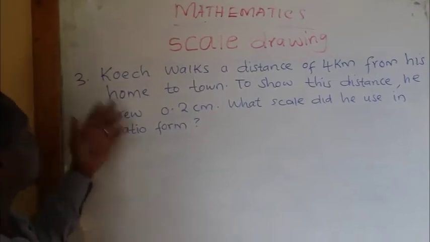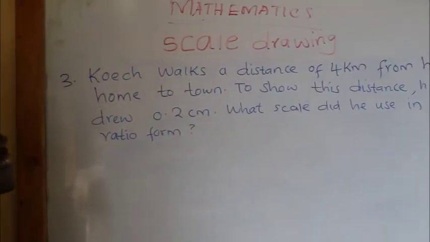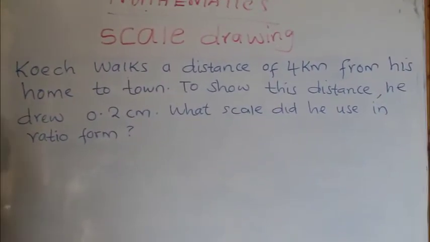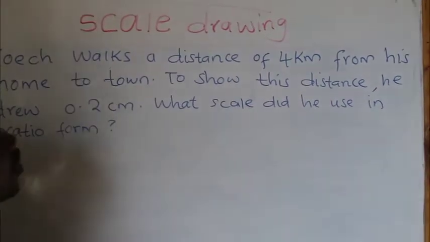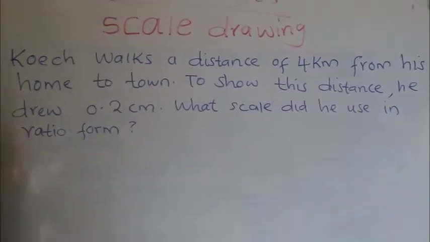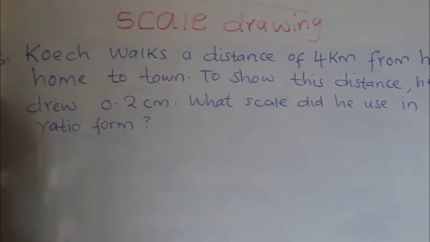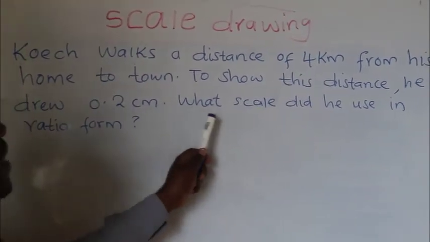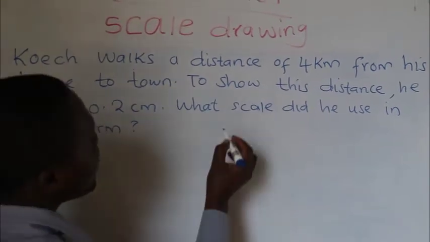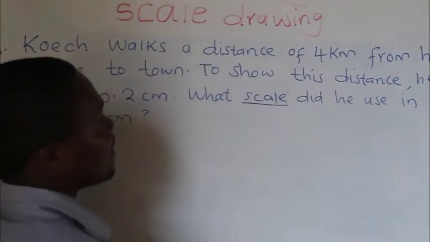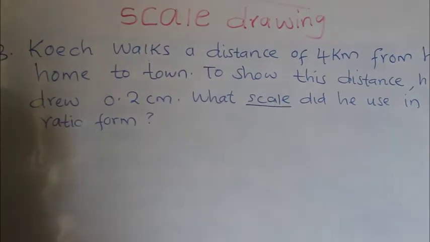Here, the question says, H walks a distance of 4 kilometers from his home to town. To show this distance, he drew 0.2 centimeters. What scale did he use? So the question now demands you to find the scale. What scale did he use in ratio form?